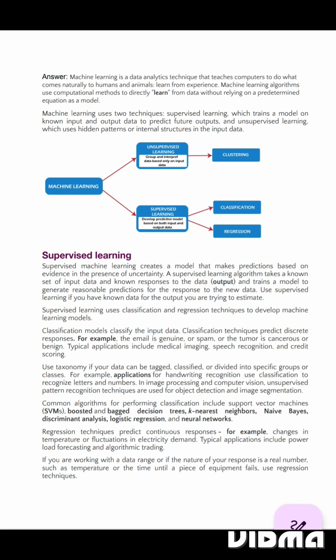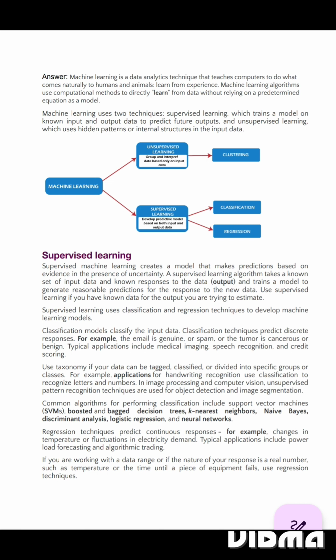2. Explain in detail machine learning techniques. Answer. Machine learning is a data analytics technique that teaches computers to do what comes naturally to humans and animals: learn from experience. Machine learning algorithms use computational methods to directly learn from data without relying on a predetermined equation as a model.